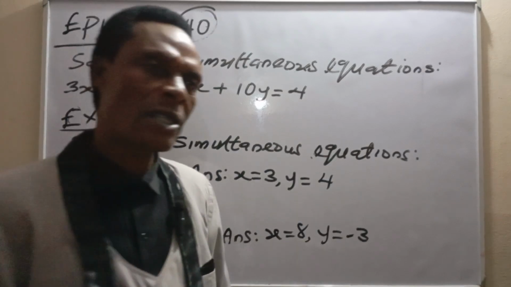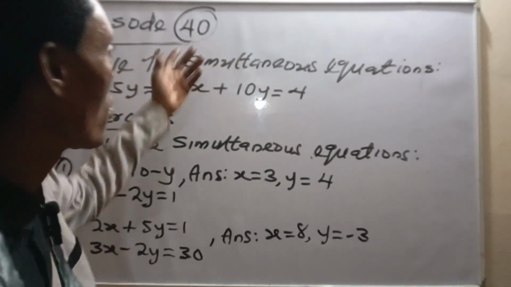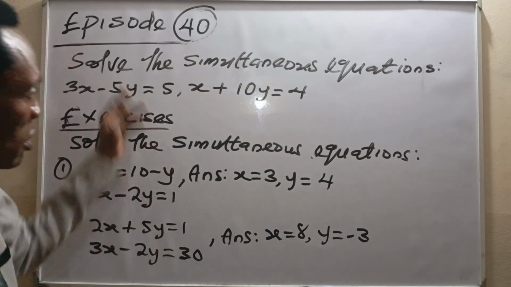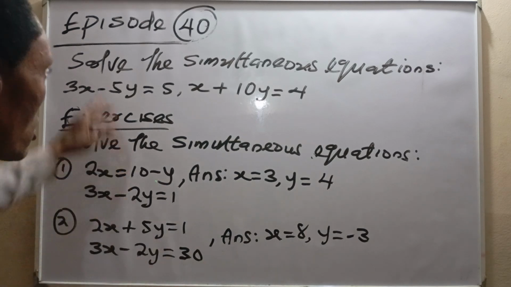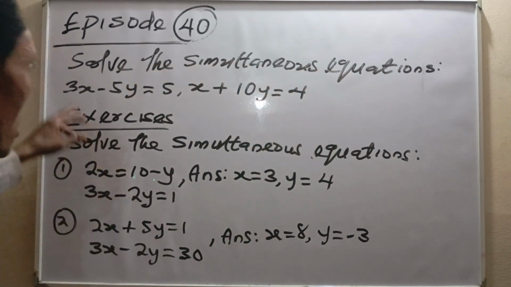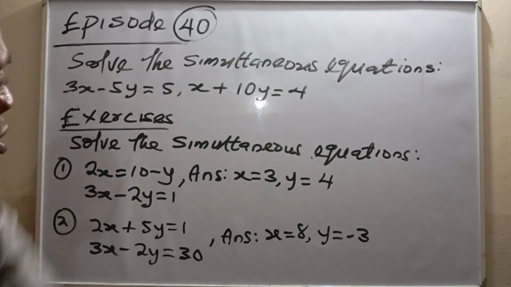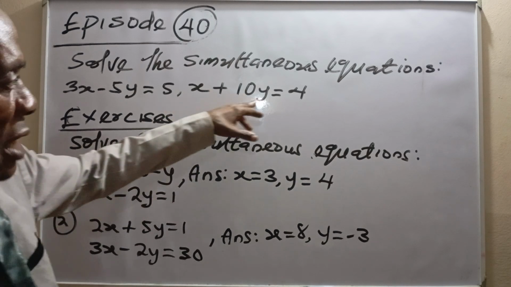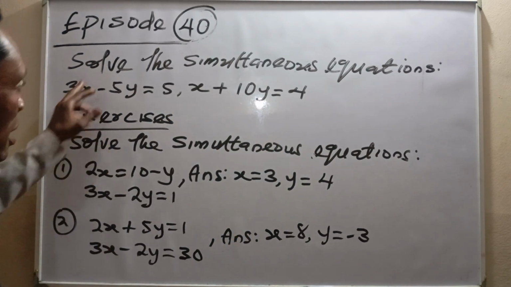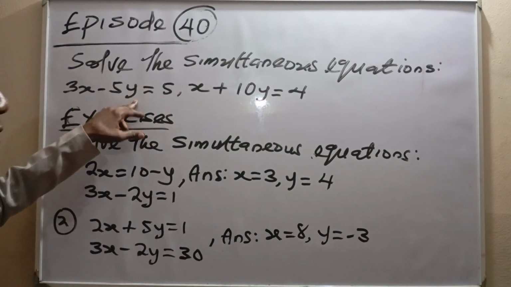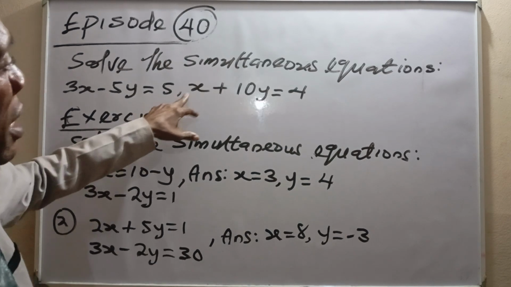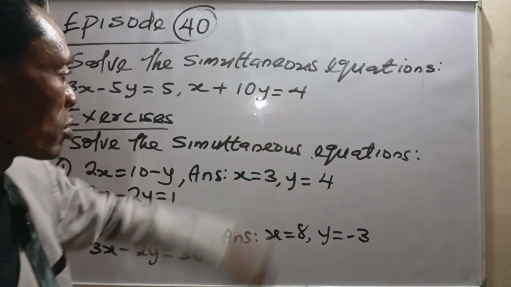Okay, so let's consider episode 40. The question says solve the simultaneous equations: 3x minus 5y equals 5, x plus 10y equals 4.